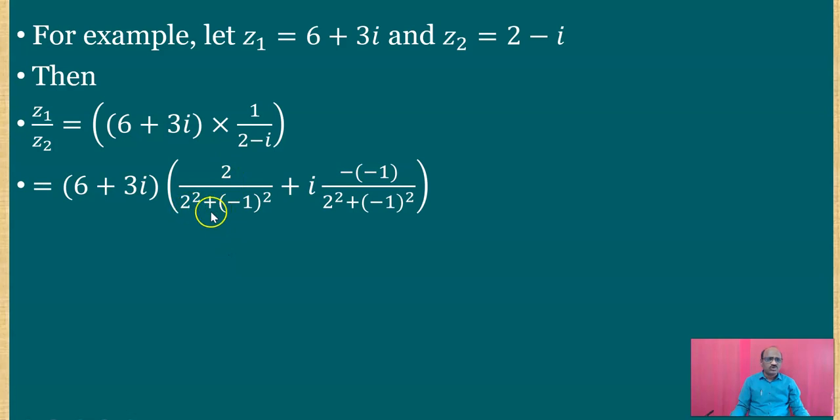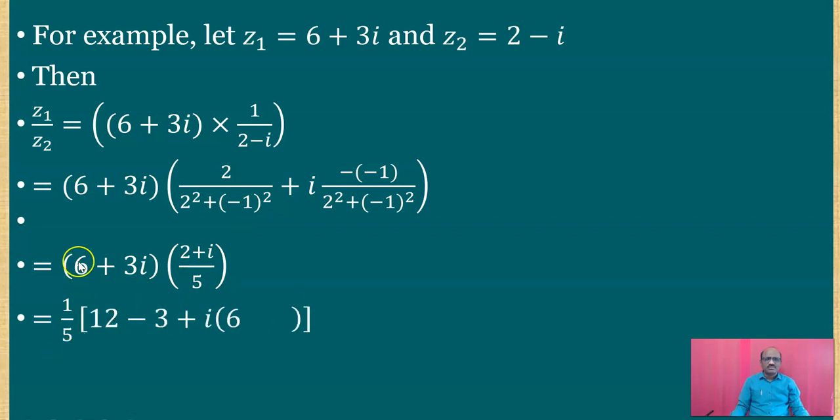upon 2 square plus (minus 1) square, plus i times minus (minus 1) upon 2 square plus (minus 1) square, and then you will get 6 plus 3i times 2 plus i. Minus and minus will become plus. 2 square is 4, minus 1 square is again 1, 4 plus 1 is 5, therefore it is (2 plus i) upon 5.